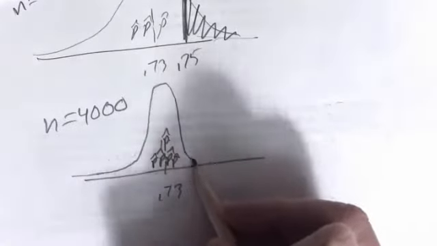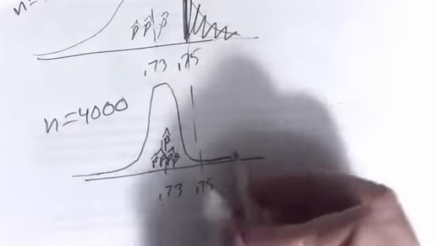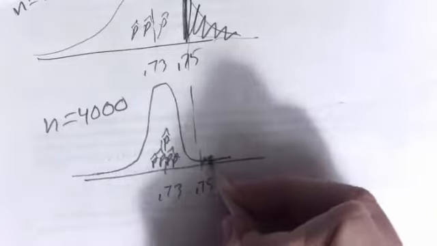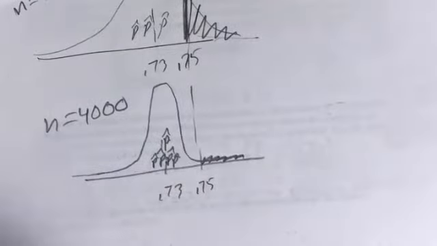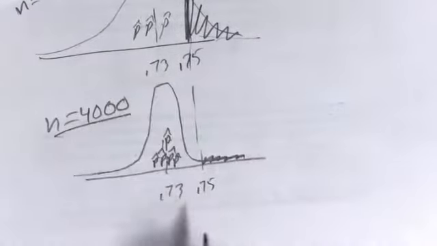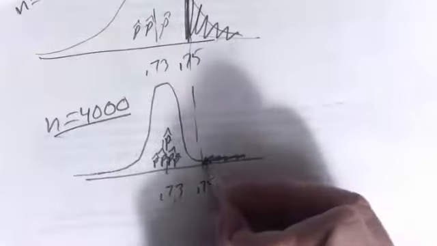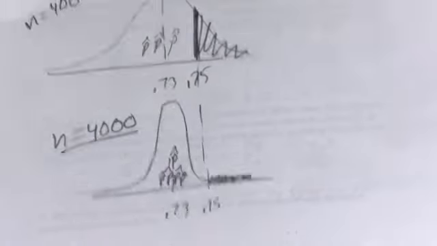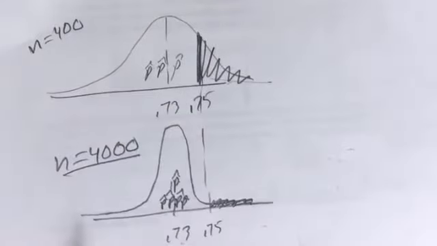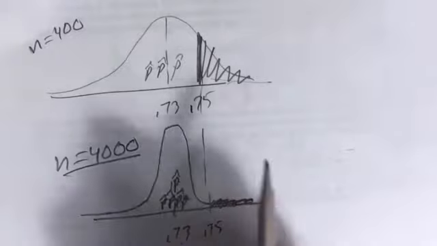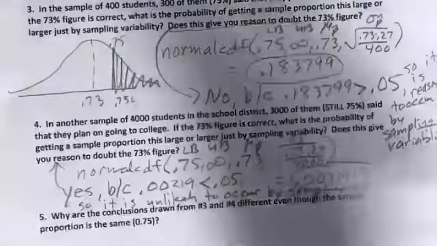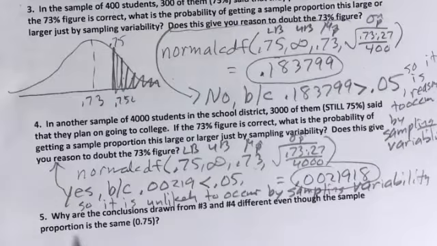It scrunches them all together to where now, at 0.75, the area outside 0.75 is really small. So in a sample of size 4,000, the probability that you get 0.75 or more, assuming 0.73 is true, is very small. If you do get a p-hat out here, it gives us reason to doubt the 0.73. But with a sample size of 400, it wouldn't cause us to doubt it. The reason is that there's less variability in the sampling distribution. So there you go.